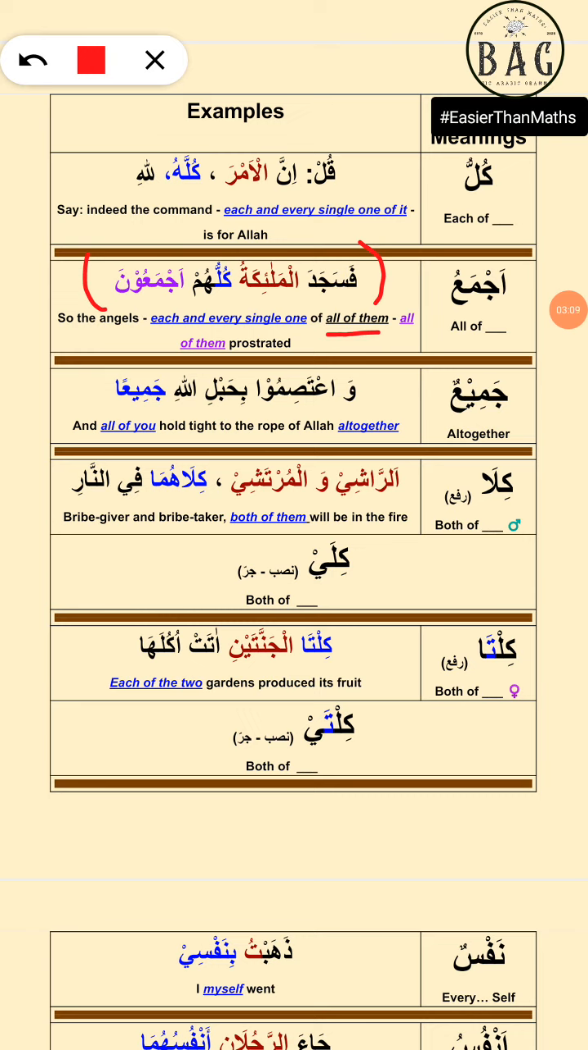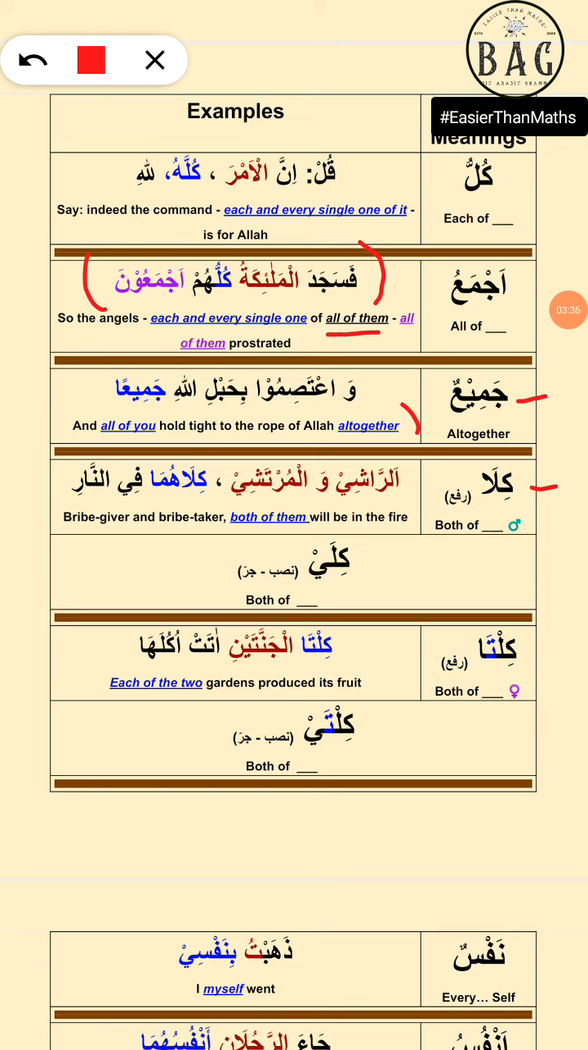Then we have Jami'un, all together. وَاعْتَصِمُوا بِحَبْلِ اللَّهِ جَمِيعًا, and all of you hold tight to the rope of Allah all together, without leaving out anything. That's what it means. Then we have kila. Kila means both of whoever, both of you, both of them.